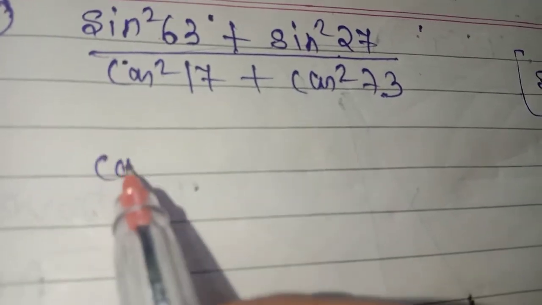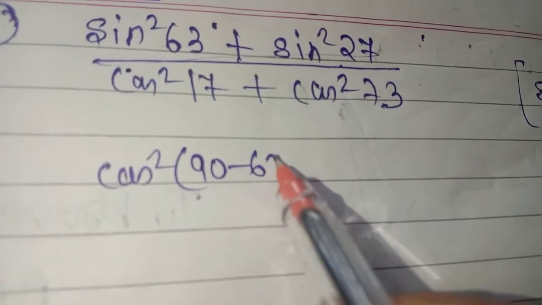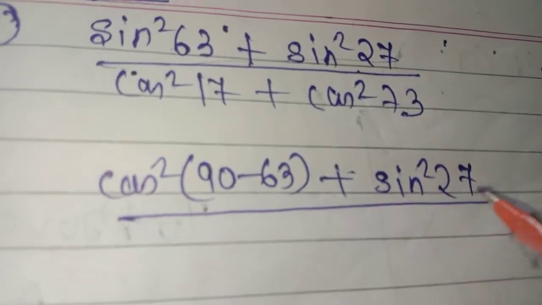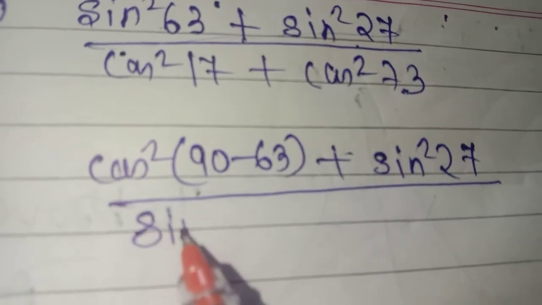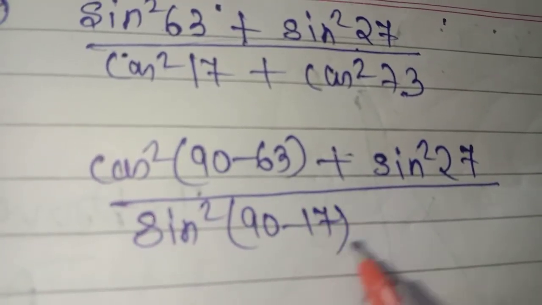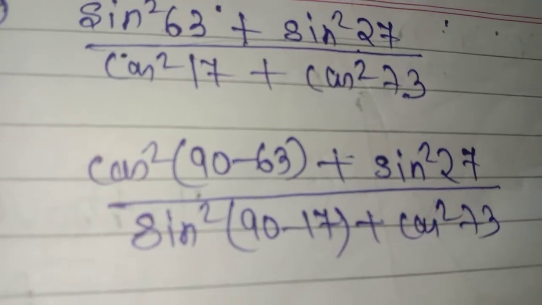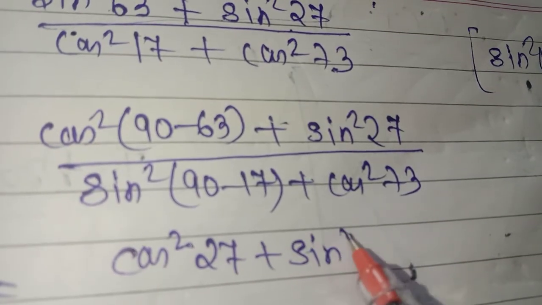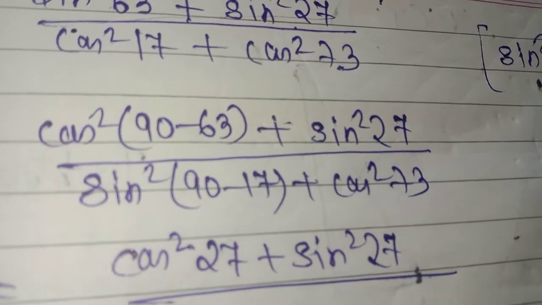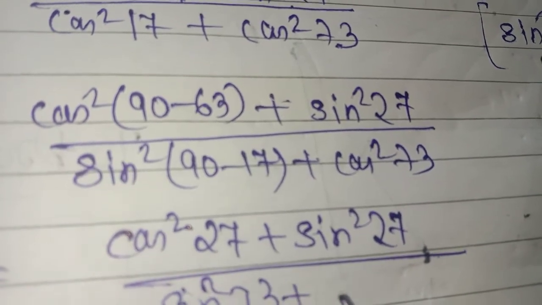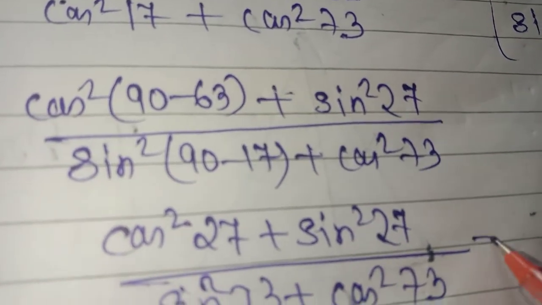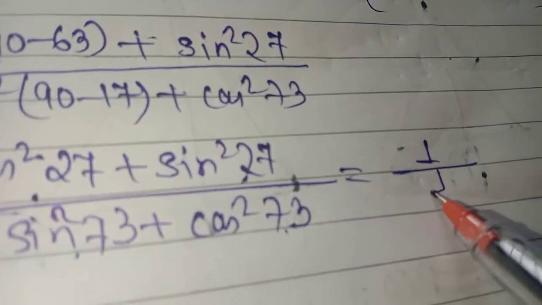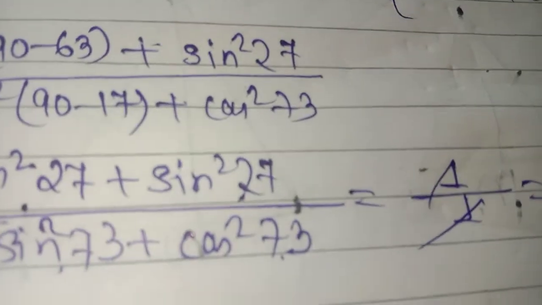Sin can be written as cos square 90 minus 63 plus sin square 27, upon cos square which can be considered as sin square 90 minus 17 plus cos square 73. What will we get now? It is cos square 27 plus sin square 27 upon sin square 73 plus cos square 73. Cos square theta plus sin square theta is 1, identity. Sin square theta plus cos square theta is 1. So 1 upon 1, that will be our final answer.